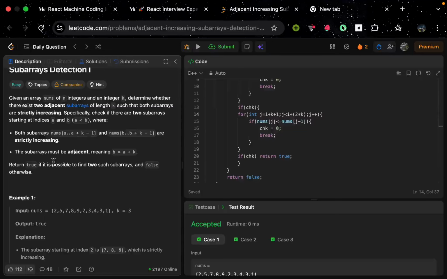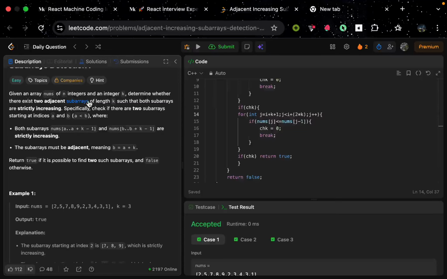Let's understand the question. Given an array nums of n integers and an integer k, determine whether there exist two adjacent subarrays of length k such that both subarrays are strictly increasing. So we have to focus on this strictly increasing part. Especially, check if there are two subarrays starting at indices a and b, where a is less than b, where both subarrays, a to a plus k minus 1 and b to b plus k minus 1, are strictly increasing.